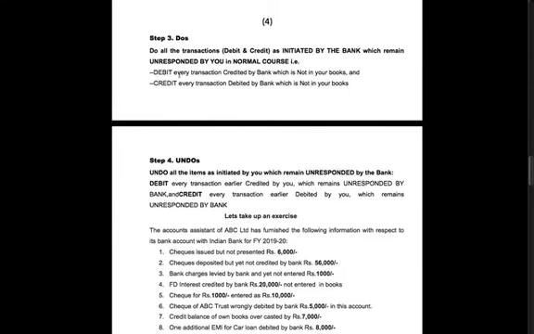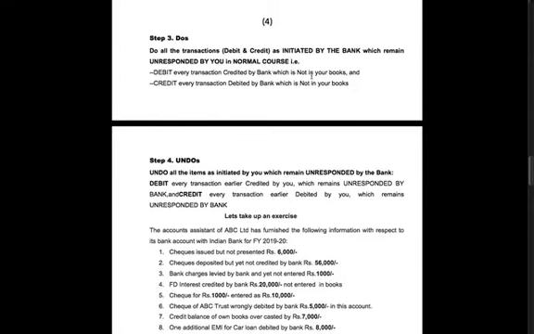And of course you understand that whatever bank has credited, you have to debit. Whatever bank has debited, you have to credit. So the formula is that do all transactions debit and credit as initiated by the bank, which remain unresponded by you in normal course. So which remained unresponded till now.